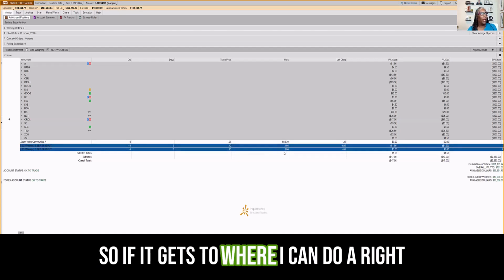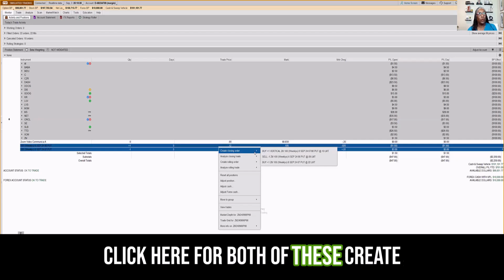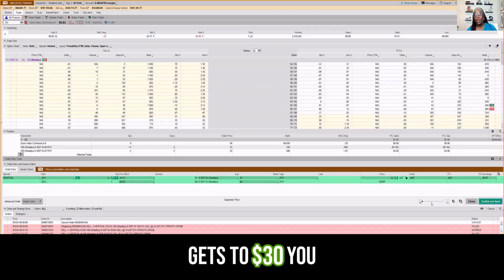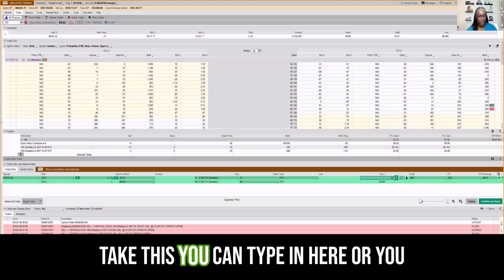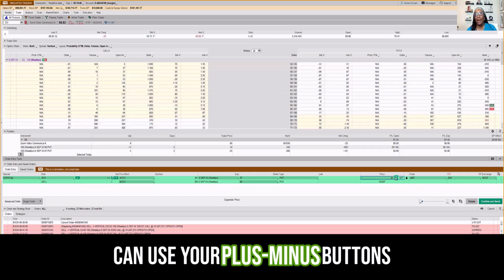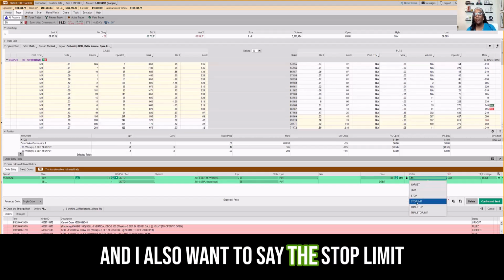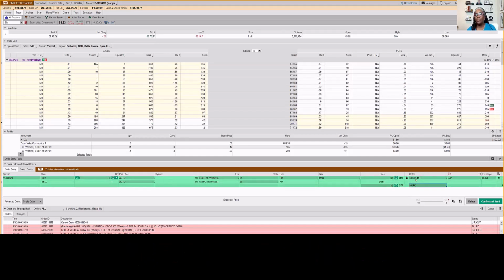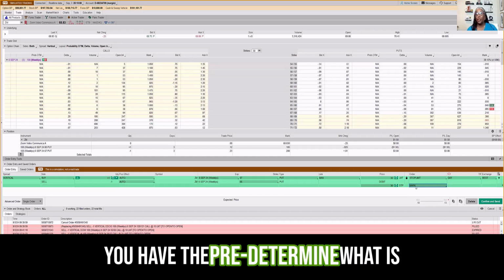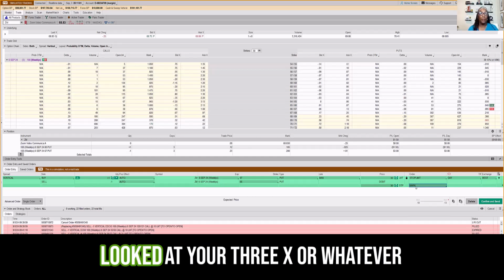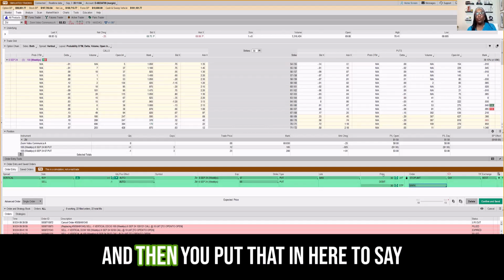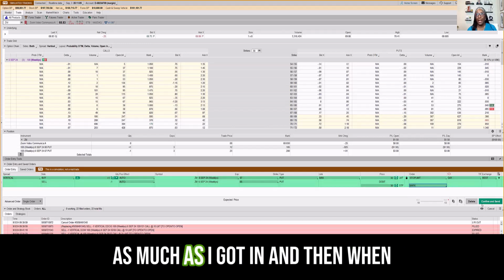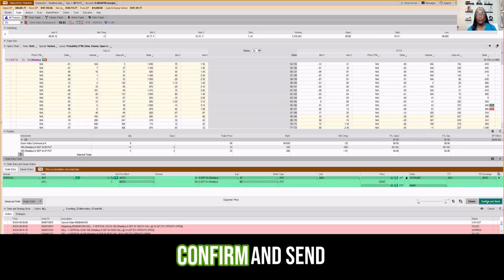So I can do a right click here for both of these, create closing order, and it says, okay, if this gets to $30, you can type in here, or you can use your plus minus buttons. And I also want to say the stop limit. If it gets to $30, I want you to stop me out. You have to predetermine what that amount is, whether 2x or 3x or whatever, and then you put that in here to say, I'm willing to buy it back, but I don't want to buy it back for 3 times as much as I got in. And then when you're ready, you can confirm and send.